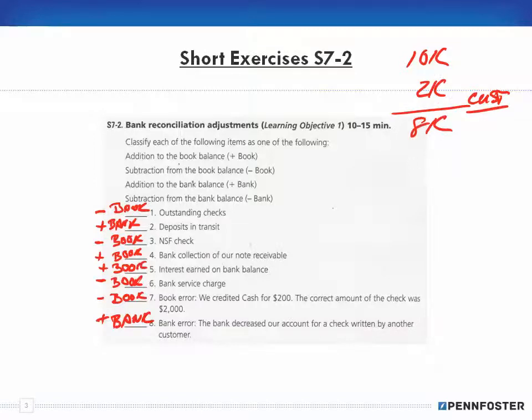Well, when we see that, we're going to say, hey, that's not our check. That belongs to this other customer. So we have to add that $2,000 back in to the bank statement to get the balance, because that never really existed, okay, to get our balance back to 10,000. Right? So that's it for 7-2 for the short exercise.